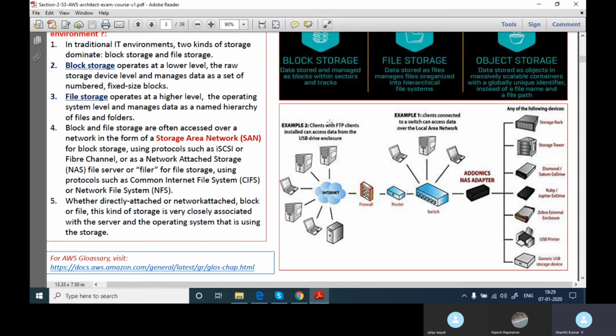Then if you see in example 2, with FTP clients also installed, they can access data from the USB drive enclosure. Let us say these clients are accessing through the internet and a firewall is there. Through the router, the request goes to the switch. The switch directs it to the NAS adapter. Then one of these will be connected. Let us say a remote access of the files. There used to be remote access systems, the RAS concept. So from here, through the internet, they can access it.